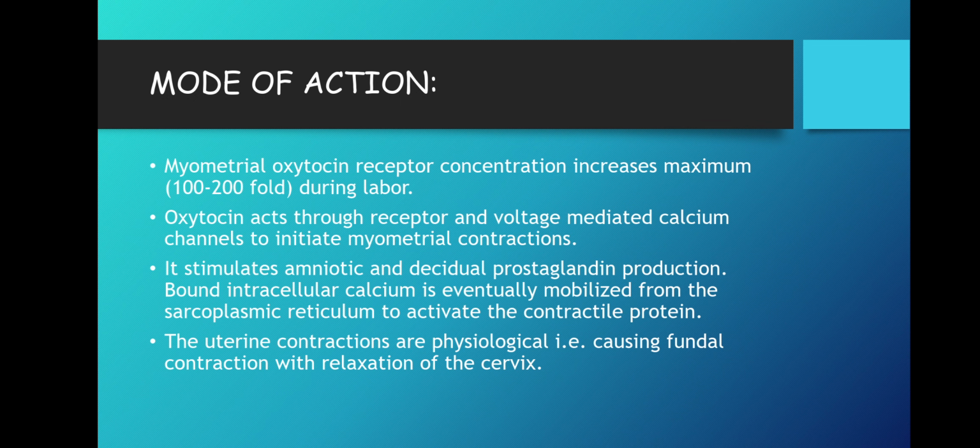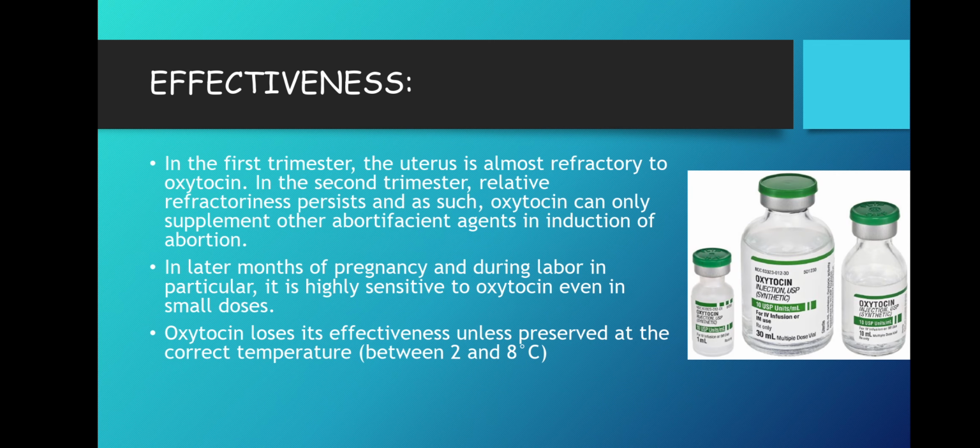The mode of action of oxytocin is myometrial oxytocin receptor concentration. It increases to its maximum, which is 100 to 200 folds during labor. Oxytocin acts through receptor and voltage-gated mediated calcium channels to initiate myometrial contractions. It stimulates amniotic and decidual prostaglandin production. Bound intracellular calcium is eventually mobilized from the sarcoplasmic reticulum to activate the contractile protein. The uterine contractions are physiological, which cause fundal contraction with relaxation of the cervix.